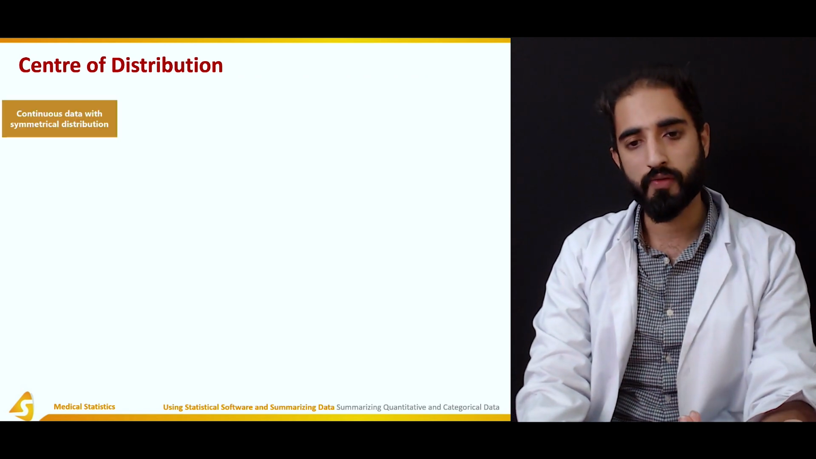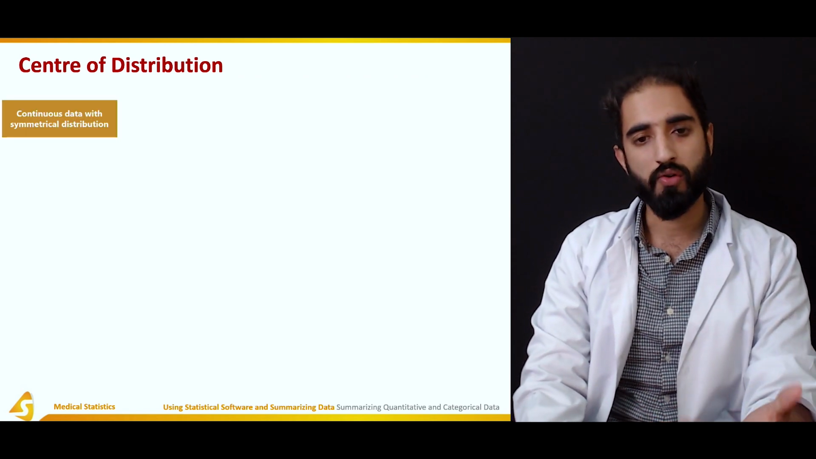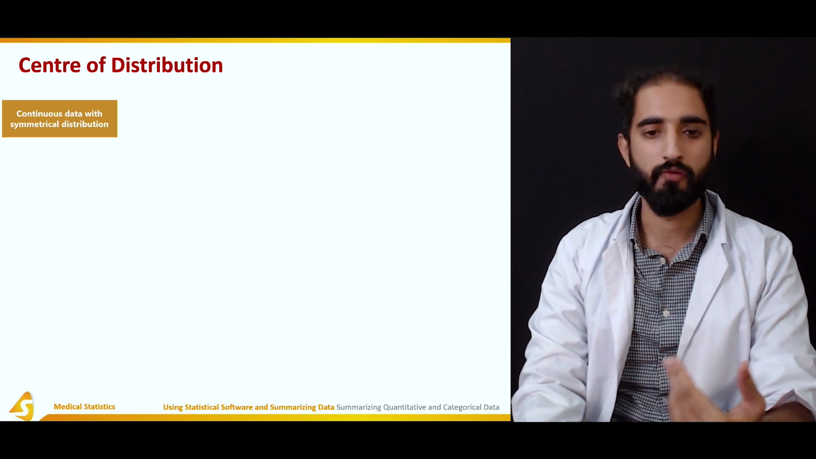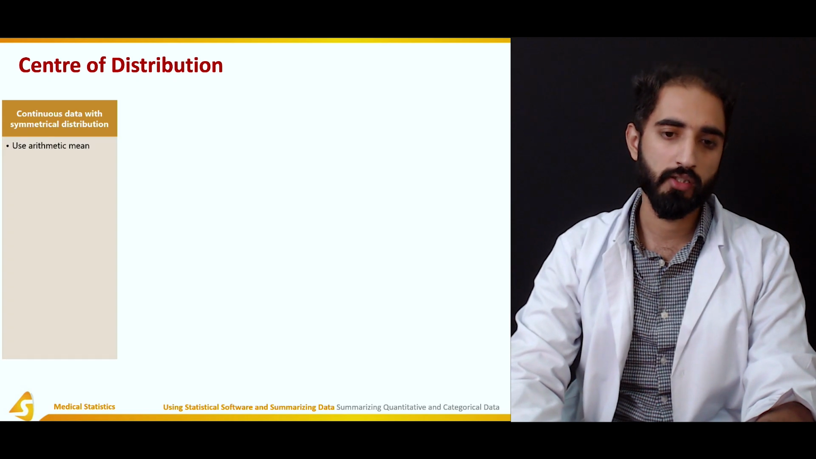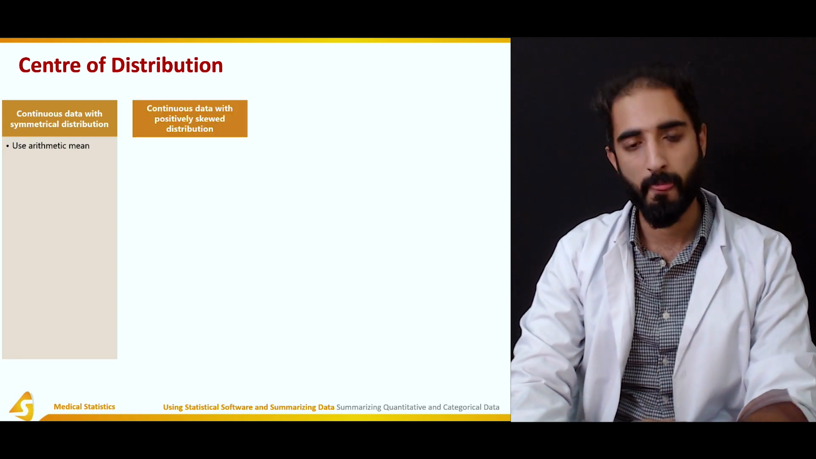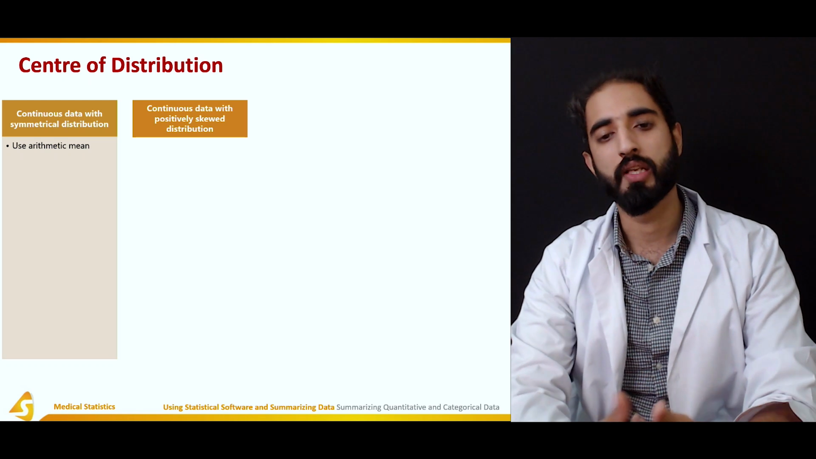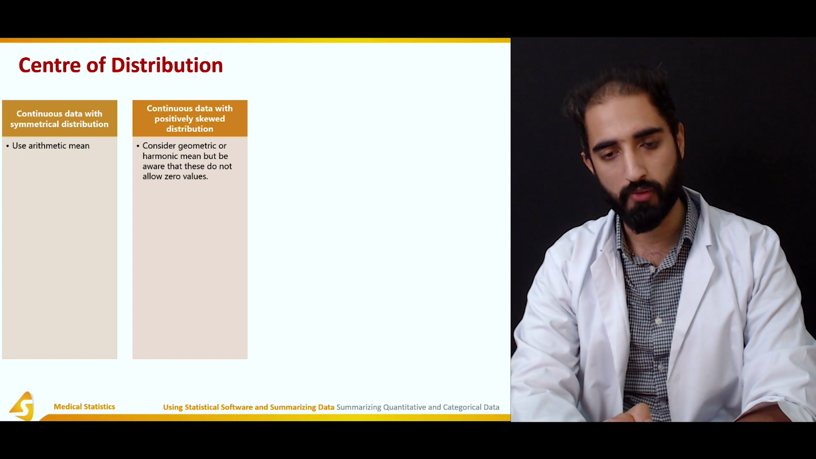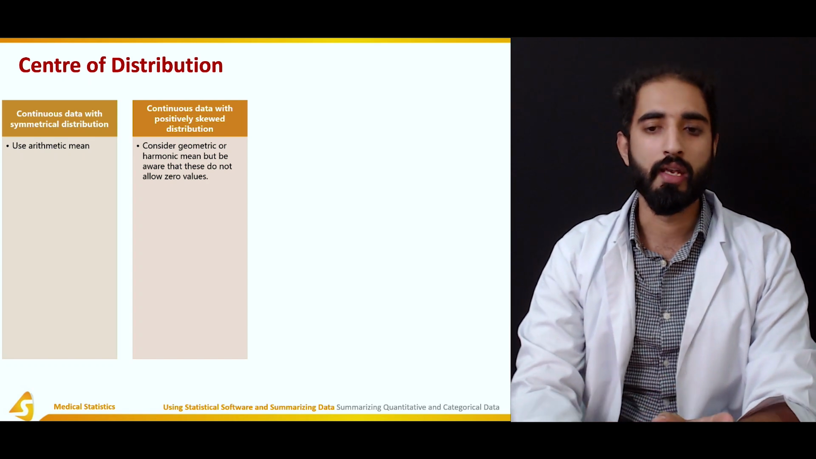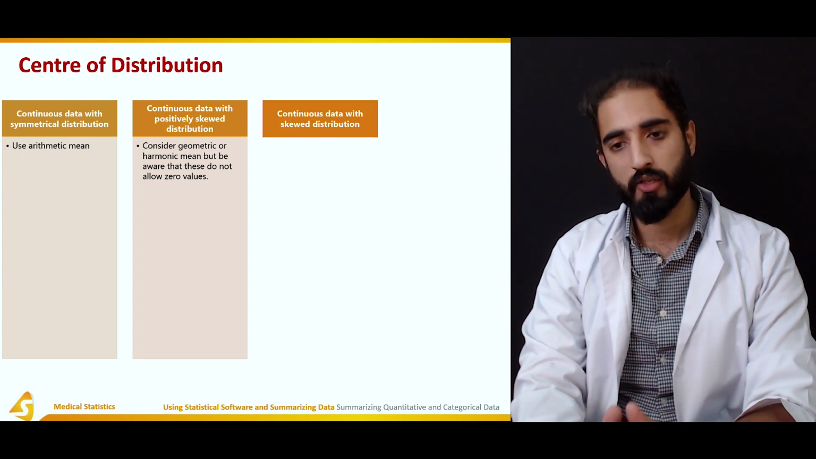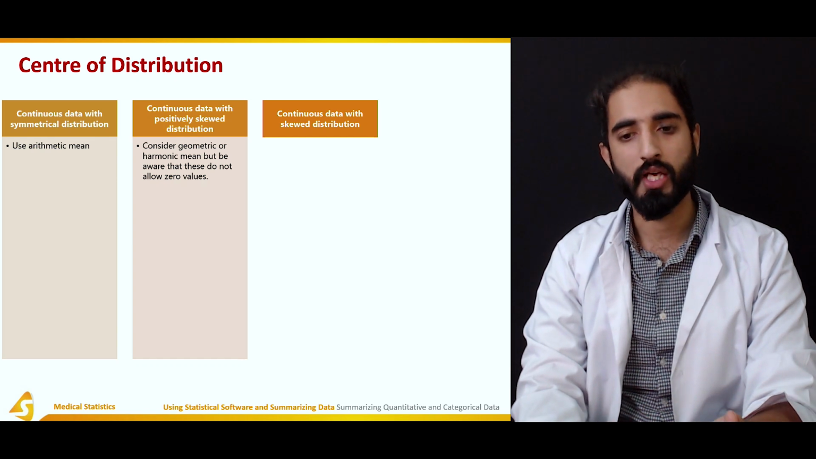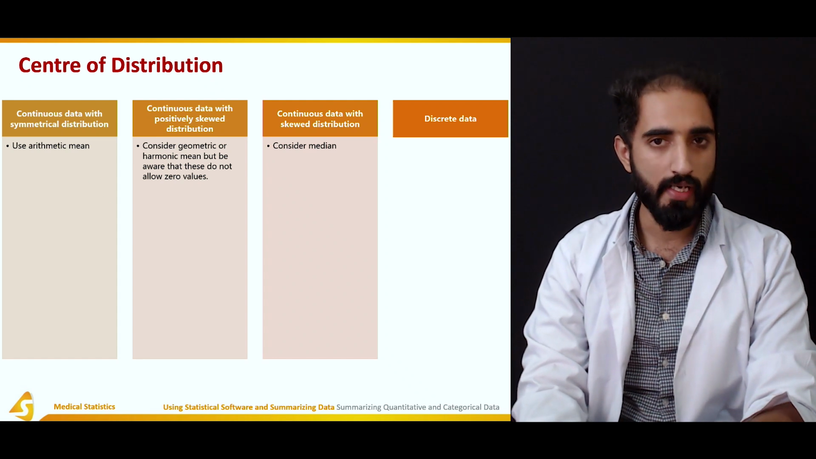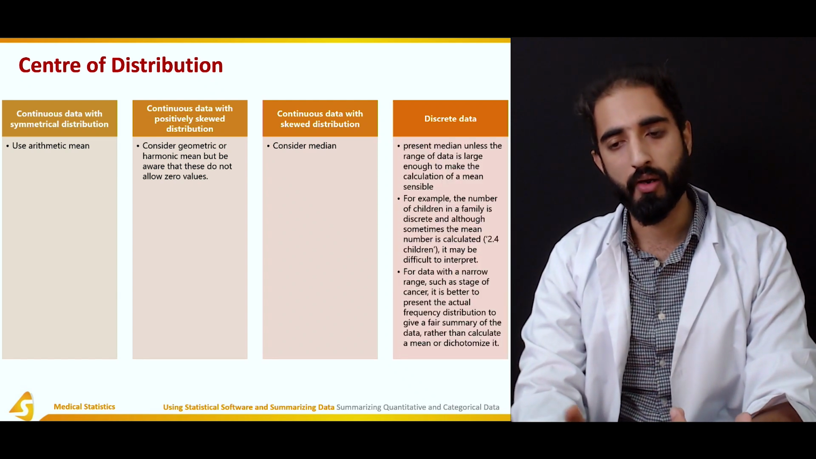Now, center of distribution. So continuous data with symmetrical distribution. If we are having continuous data with symmetrical distribution, we would use arithmetic mean. If you have continuous data with positively skewed distribution, we would consider geometric mean or harmonic mean. And if we have continuous data with skewed distribution, then we would go for median. And if we have discrete data, then we would go for median.